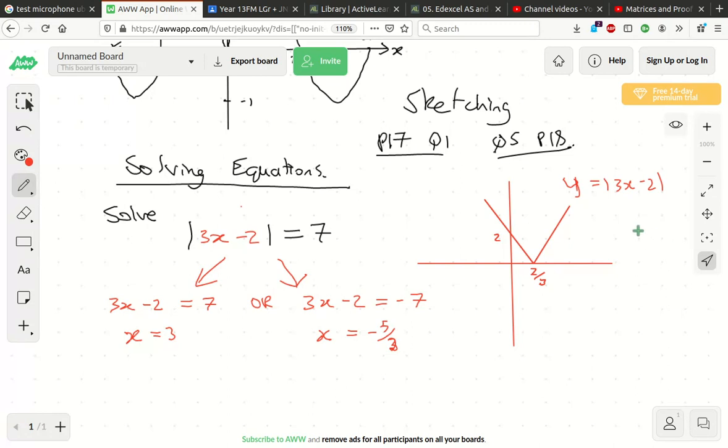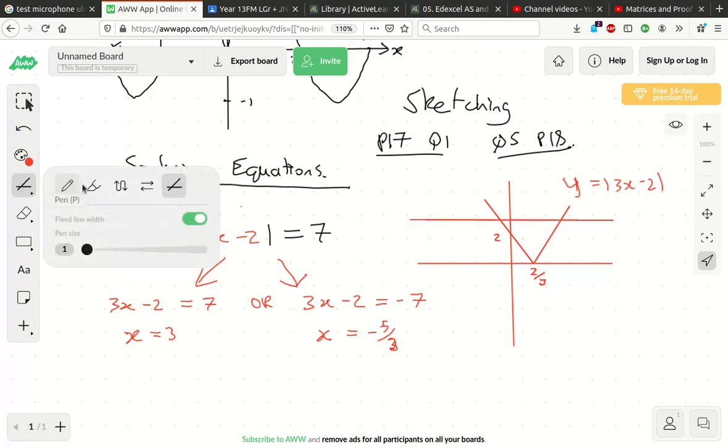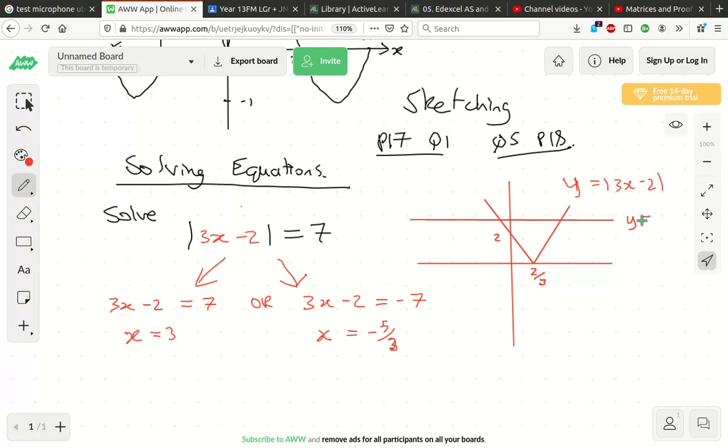Why are we getting two answers out? Well, because we're finding where that curve, or V-shaped straight line if you like, hits the line y equals 7. And what we've found is that it hits the line at 3 or minus 5/3. And sure enough, 2/3 is exactly halfway between 3 and minus 5/3. And that's the graphical interpretation for what's going on here. It's the reason you get two answers out of solving an equation.